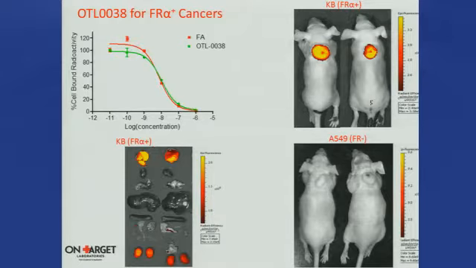We call it OTL38, and it has a binding affinity identical to that of free folic acid, so it's roughly in the neighborhood of 10 to the minus 10th molar. It targets folate receptor positive tumors very nicely. It does not target folate receptor negative tumors. And the only place where we see significant uptake is in the tumor and in the kidneys. And again, this is a site of excretion.